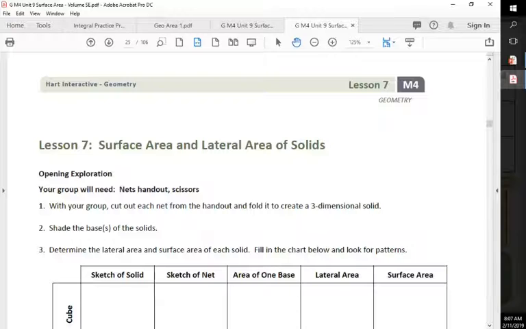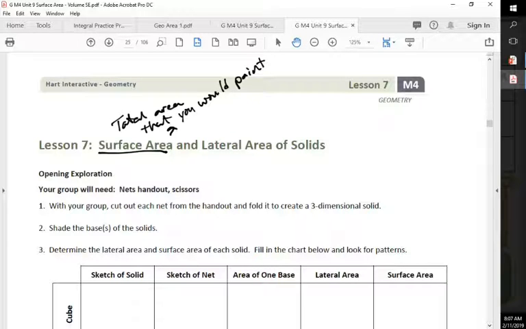The surface area, think of it as the total area that you would paint. So if you were to paint the shapes that you are cutting out, that would be the total area that's getting painted. The lateral area is the total area minus the bases. Now the bases, those are usually parallel to each other, and they're the same exact shapes.